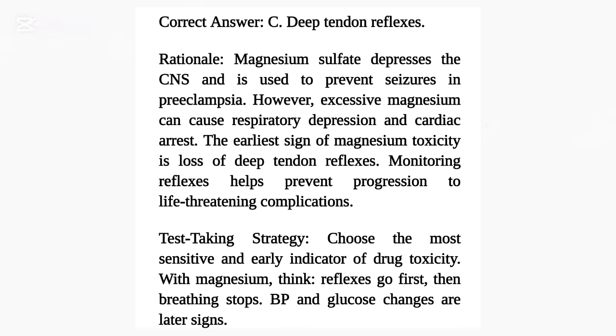Deep tendon reflexes. Rationale: magnesium sulfate depresses the CNS and is used to prevent seizures in preeclampsia. However, excessive magnesium can cause respiratory depression and cardiac arrest. The earliest sign of magnesium toxicity is loss of deep tendon reflexes. Monitoring reflexes helps prevent progression to life-threatening complications.